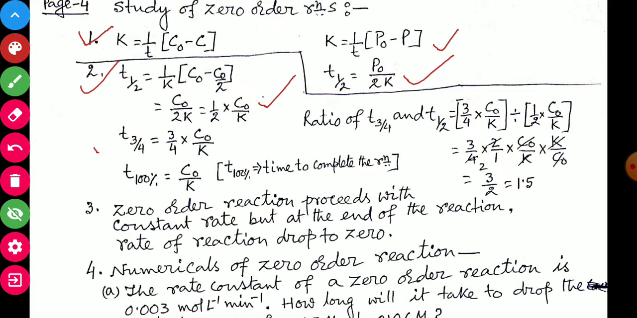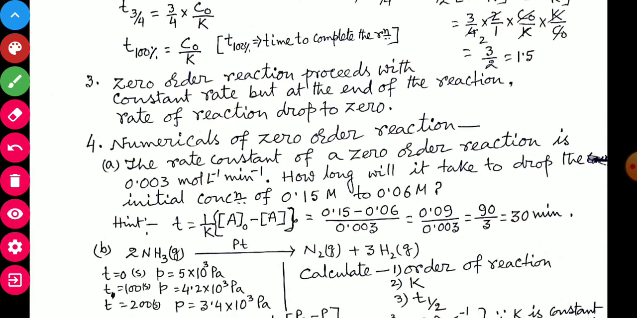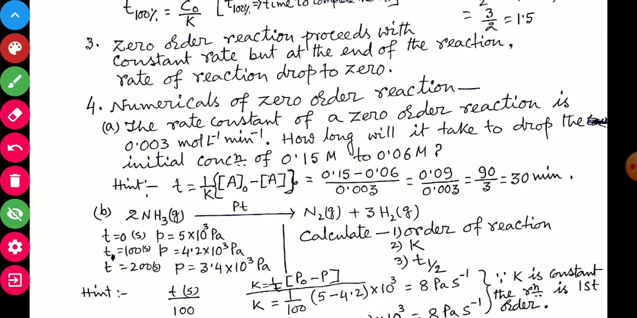t₃/₄ = (3/4)(C₀/k). t₁₀₀% = C₀/k, because t₁₀₀% means time to complete the reaction. Ratio of t₃/₄ and t½ gives 3:2, that is 1.5. Point number 3: zero order reaction proceeds with constant rate, but at the end of the reaction, rate of reaction drops to 0.